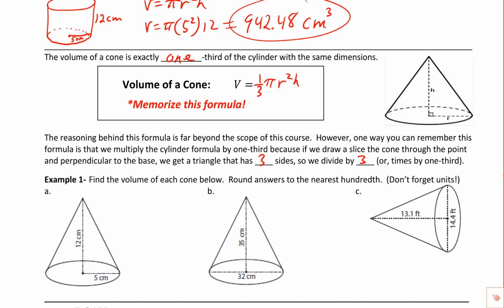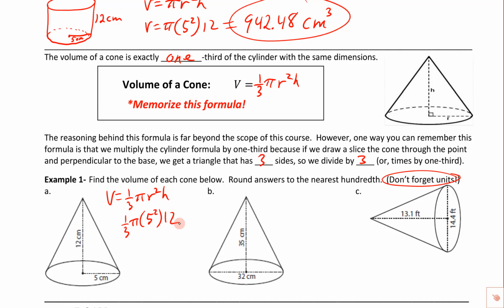So this one says find the volume of each one of these below and then round answers to the nearest hundredth and don't forget the units. So in order to make sure we don't forget the units, every single time we're going to write the units before we write down the answers. So the volume is 1/3 pi r squared h. Again, writing down the formula on each one of these is going to help you remember it. So write it down, say it in your mind to get it memorized. So this is going to be 1/3 pi. The radius is 5, so I'm going to do 5 squared, and the height is 12.